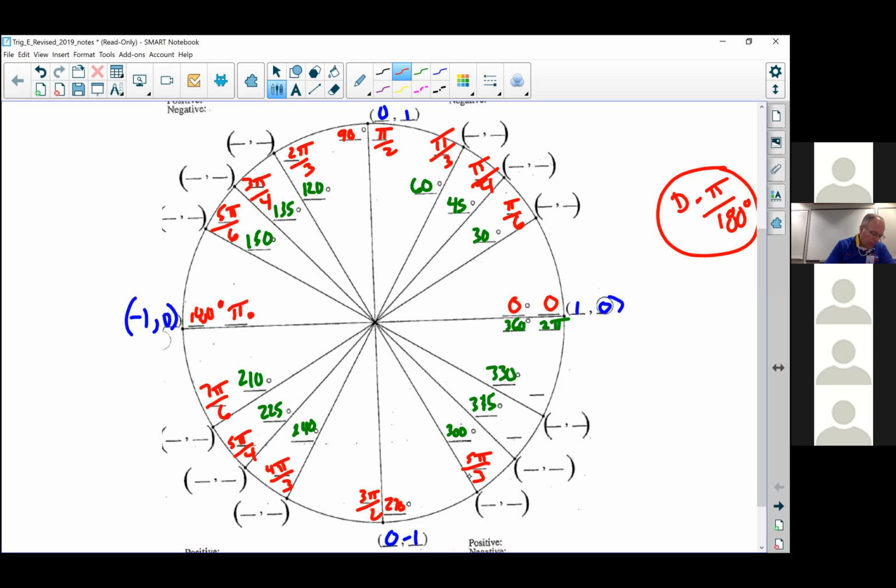315. Let's see, what's 315? Can't do it in my head, sorry. 5 goes into both, so that's 63 over 36. 3 goes into both, 21 over 12. 3 goes into both, 7 pi over 4.